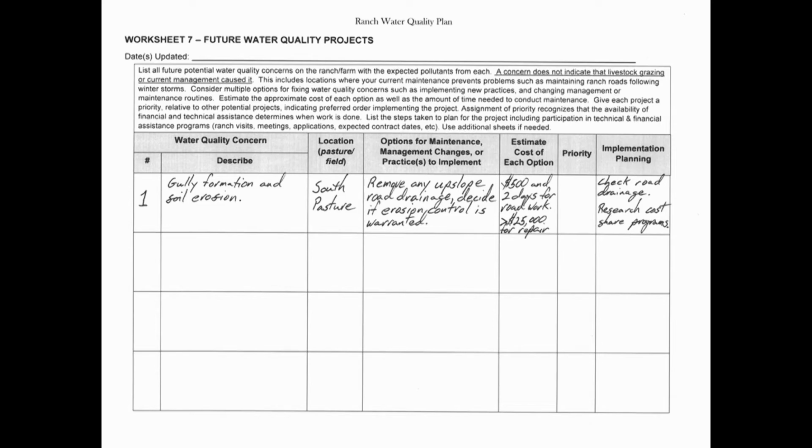For implementation planning, an easy first step is to check your road drainage for any road runoff that is being routed to this gully. Another step for both the road work and the gully repair is to research possible cost share programs for financial and technical assistance. The Natural Resource Conservation Service and your local Resources Conservation District are both options for cost share programs.